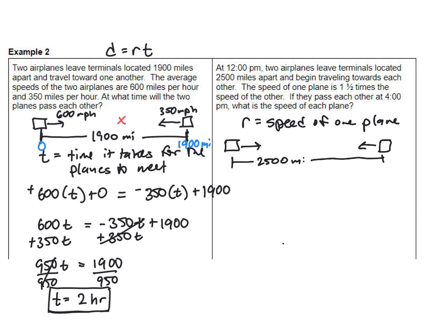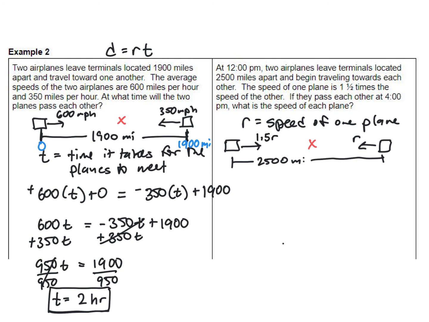I can set this up almost the same way. They're again going to meet somewhere in the middle. Now, I don't know the exact time, rates or speeds, but I do know that one plane is traveling faster than the other. So let's say that the slower plane over here on the right side, let's call that speed r. It says that the other one is traveling at 1.5 times the speed of the other. So this plane would travel at 1.5r, where r again is going to be the speed of the one plane on the right.